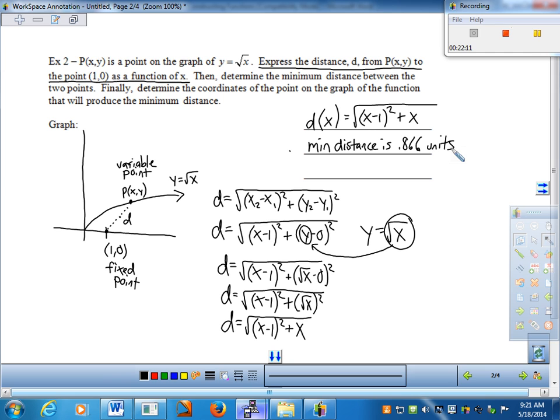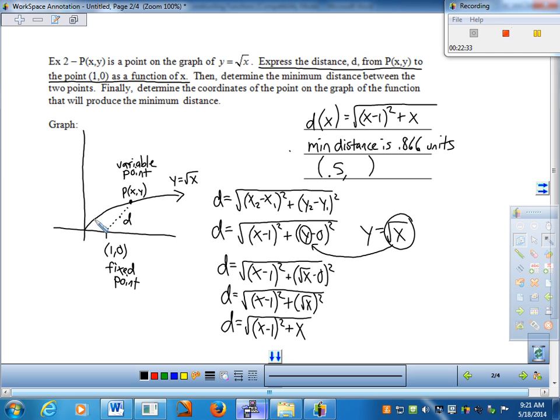Sounds good. Now notice the last piece, determine the coordinates of the point on the graph that will produce the minimum distance. So if you saw, we got the x value that produced that minimum distance. As I said, that was 0.5. What we're missing, everybody, is the y value on the graph of the function that will produce the minimum distance. So let's look at this visually for just a second. The x value is 0.5, so we're probably looking right in there. That's the smallest distance possible, which was 0.866 units.